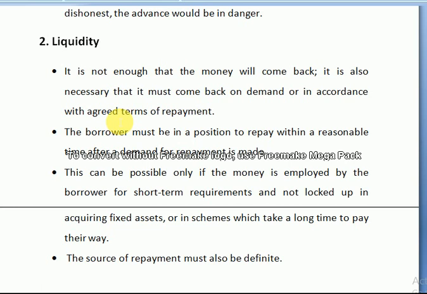The borrower must be in a position to repay within a reasonable time after the demand for the repayment is made. So look, when the lender makes the demand and the borrower obeys the demand of the lender and repays the loan amount, this is called the liquidity. This can be possible only if the money is employed by the borrower for short-term requirements and not locked up in long-term requirements, like acquiring fixed assets or in schemes which take long time periods to pay their way.